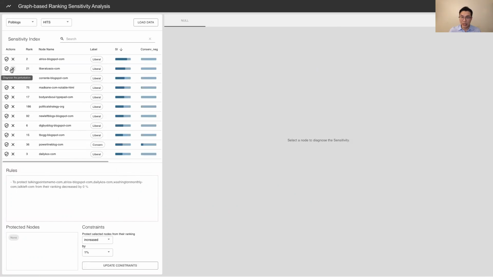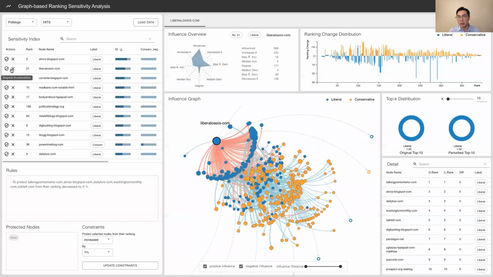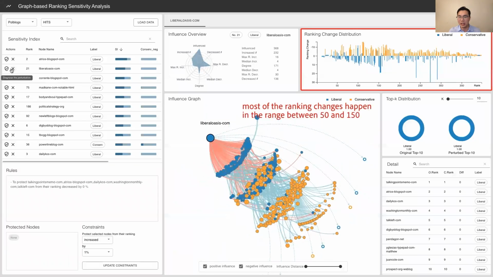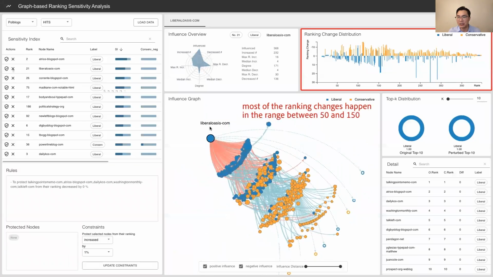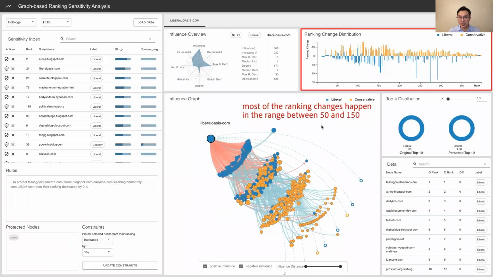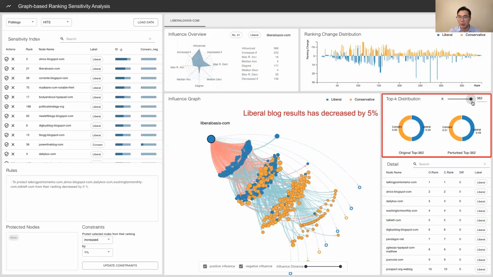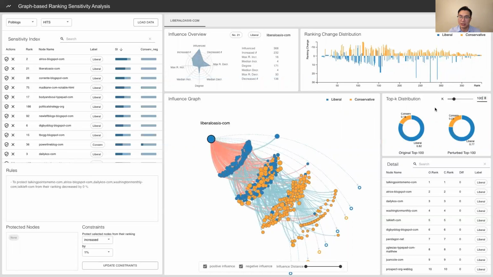By exploring why this blog is so influential, we find that most of the ranking changes happen in the range between 50 and 150, since only mid-tier ranks are impacted. The effect of removing this node is subtle, meaning that this change is not easily observable. However, the impact is significant. We can also see in the top 100 results that the proportion of liberal blog results has decreased by 5%, thus subtly shifting the overall content.